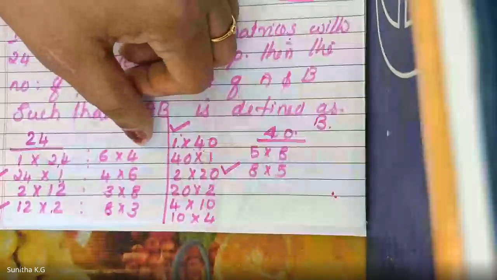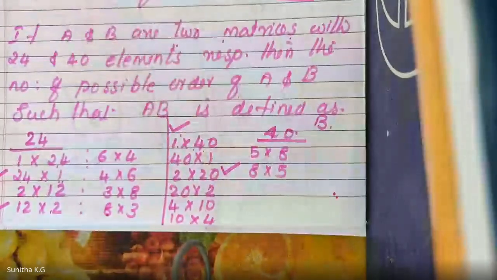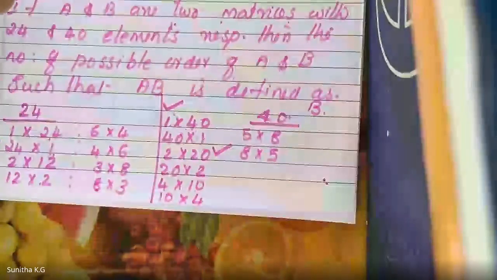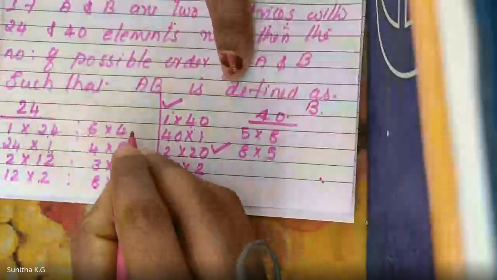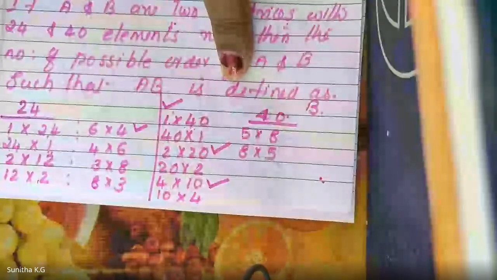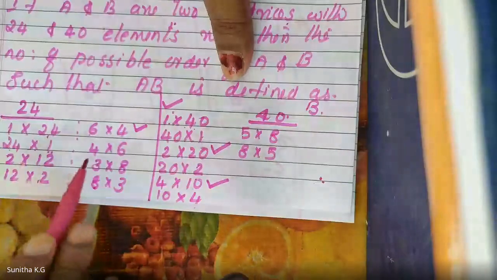Is there any value that begins with 4? Yes. Which one is that? 4 by 10. So 6 by 4, 4 by 10. Then AB is of order 6 by 10. Very good. Next, 4 by 6.